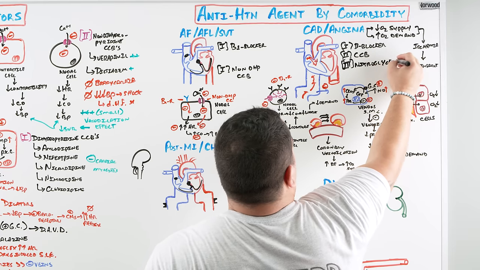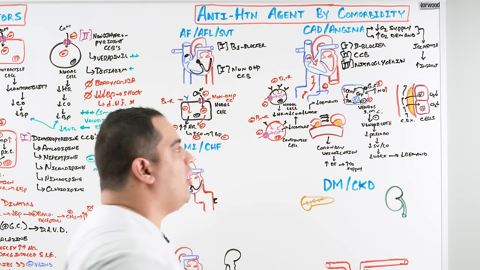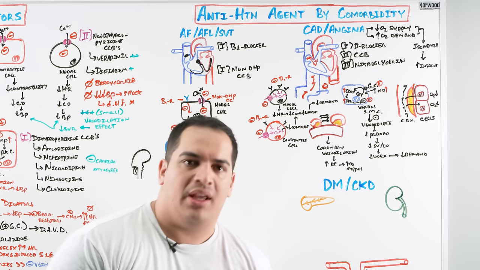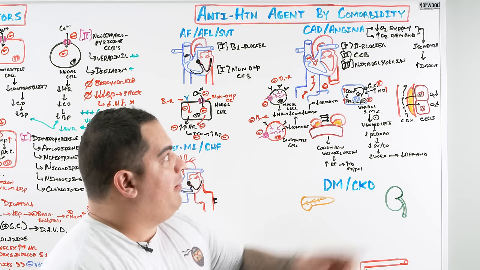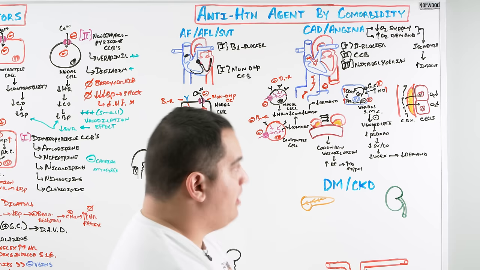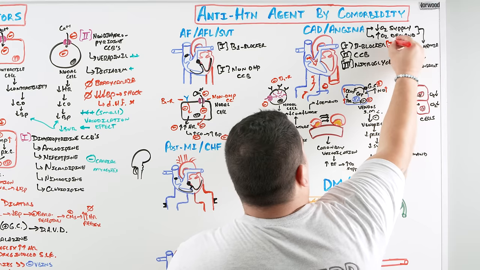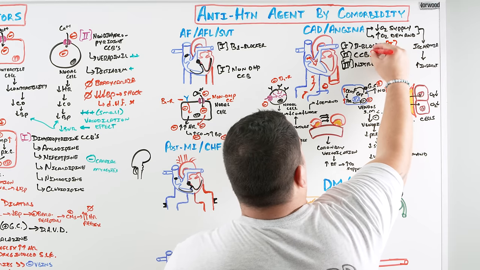So I want you to understand that in patients who have some type of coronary artery disease or angina, whether it be unstable angina, stable angina, or STEMI, they may benefit. Generally, if I had to pick between a beta blocker and a calcium channel blocker, the beta blocker should always be first, and the calcium channel blocker should be second.